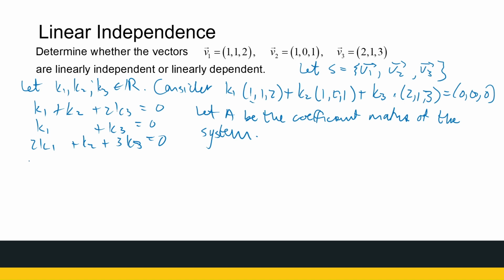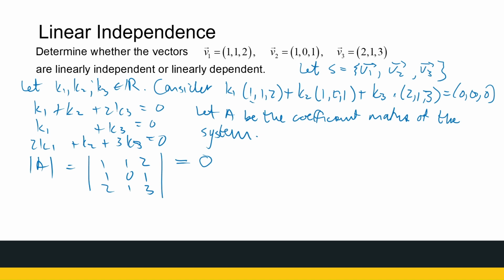So I want to look at the determinant of A, which is the determinant of the matrix 1, 1, 2, 1, 0, 1, 2, 1, 3. I want to know, is it 0 or isn't it? If the determinant of A is 0, then I've got non-trivial solutions. If the determinant of A is non-zero, then I have only the trivial solution. So you can use any row or column with cofactor expansion and calculate the determinant, and you will see the determinant is 0. Now what does that tell me?